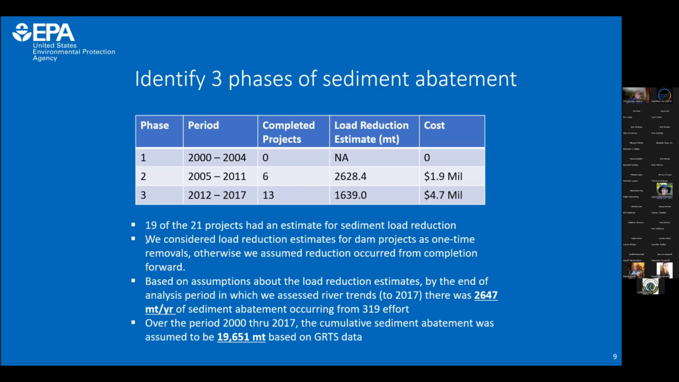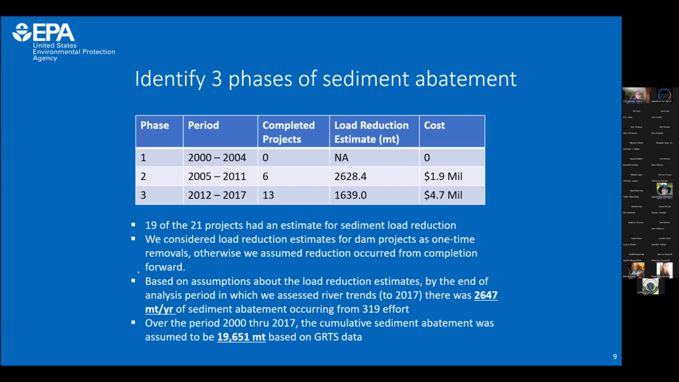So of the 21 projects, only 19 of them had actual sediment load reduction estimates. So 3 projects we didn't have estimated loads for. We considered load reduction estimates for the dam removals, of which there were 4 one-time removals. Otherwise, we assumed that once the project was completed, that level of load reduction was happening going forward.